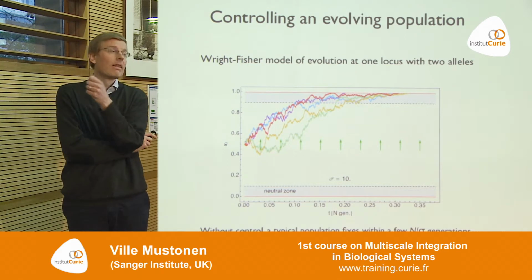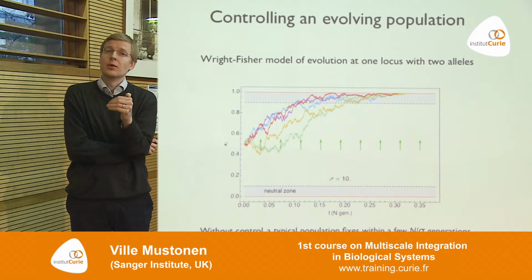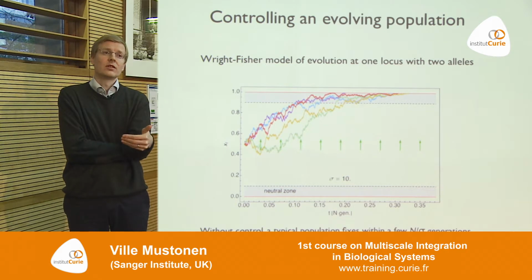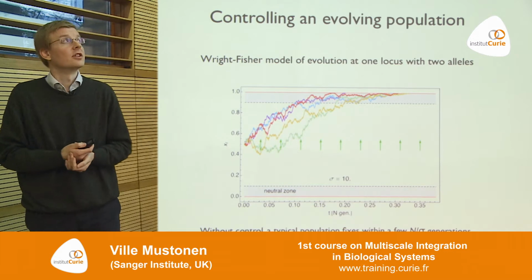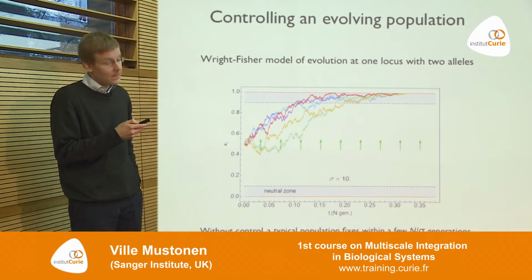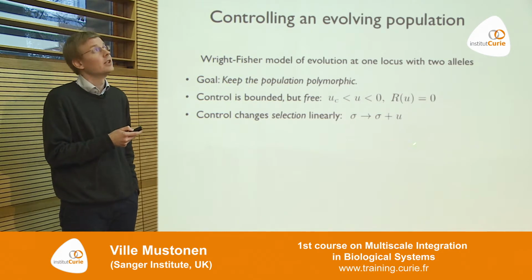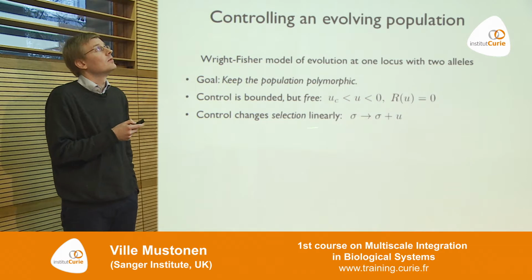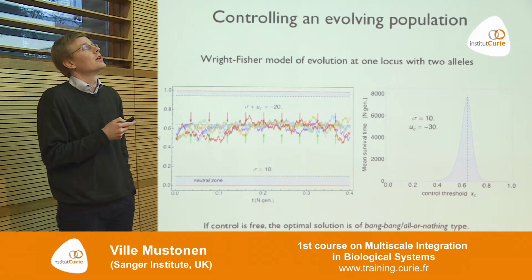And what should we do if we want to maintain the population polymorphic for as long as possible? So we care for diversity for this problem. And well, so selection goes to selection plus this control parameter. And we keep it simple, so we don't pay any cost for applying the control. And we then want to keep the population polymorphic.